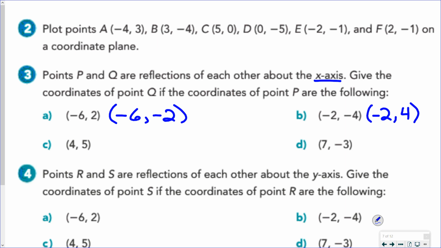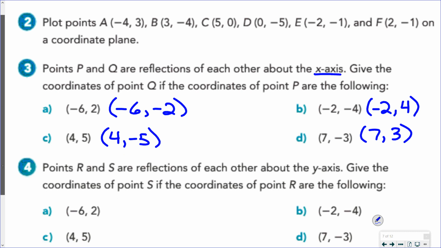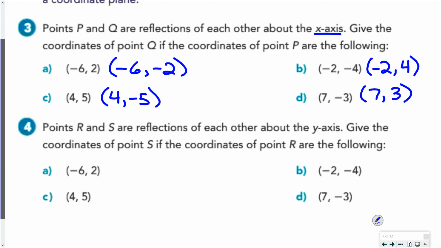For part C, x-coordinate stays the same. Opposite of your y-coordinate would be -5. For D, x-coordinate stays the same. Opposite of -3 is 3. And finally for today, we're reflecting across the y-axis. So this time the y-coordinate stays the same, and you use the opposite of your x-coordinate.